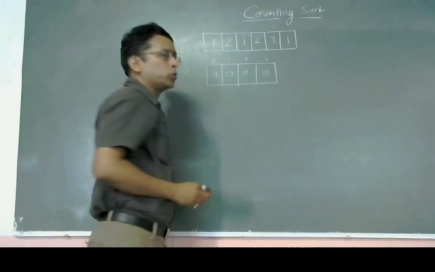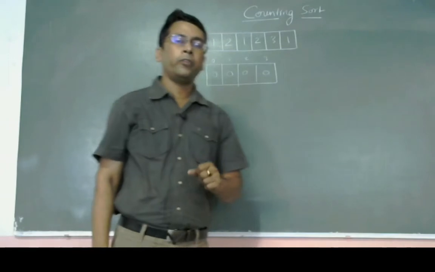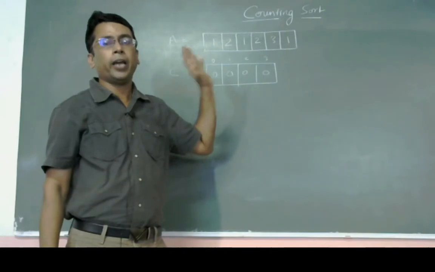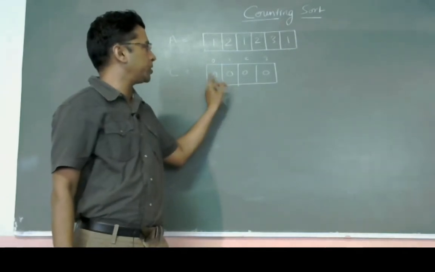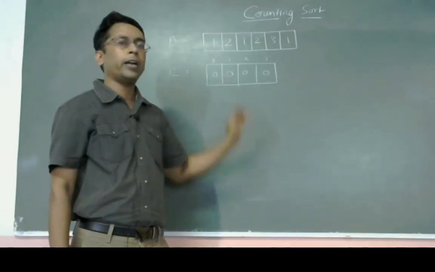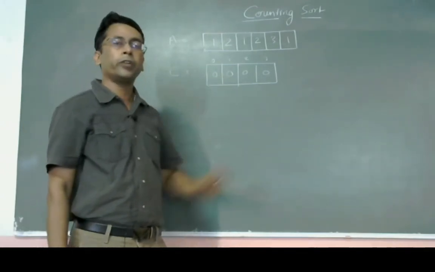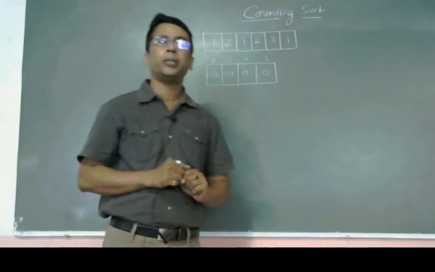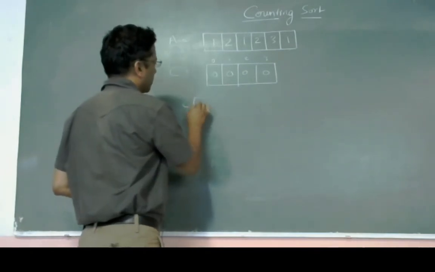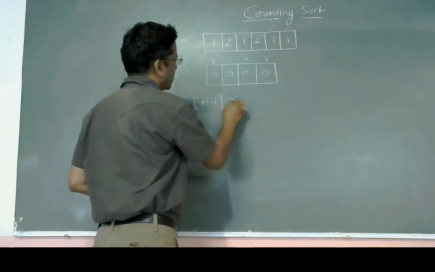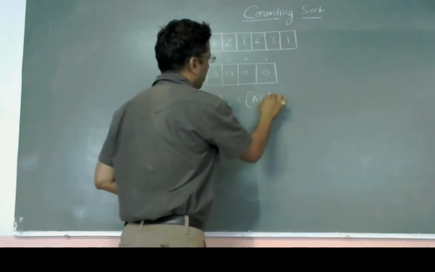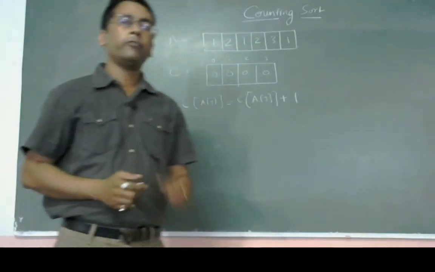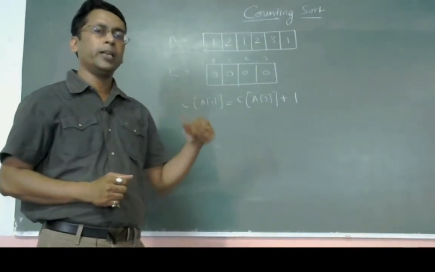because we have just initialized the frequency array. We have not yet counted the frequency of each distinct element. So initially the value of each C[i] is 0, and after that we shall calculate the frequency of each distinct element. How will we calculate it? The formula is C[A[j]] equals C[A[j]] plus 1, and we shall calculate this from 0 to the length of the array.